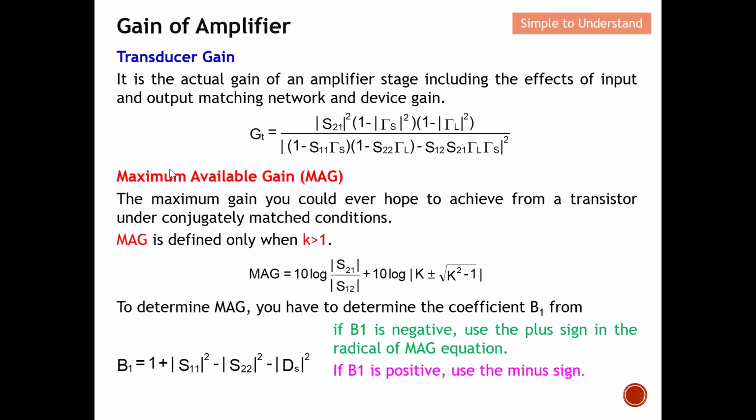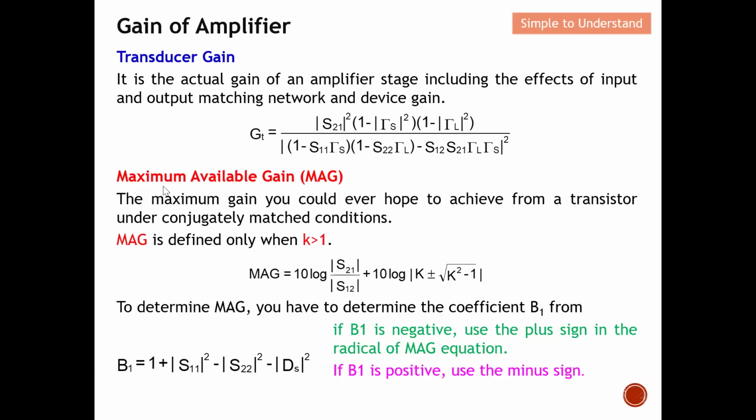Okay, so let's quickly understand the three different forms of gain first. First one will be the transducer gain. This is the actual gain of an amplifier stage, which includes the effect of the input and also the output matching network, and is governed by this equation here. So in short, this is the actual gain for the amplifier, which means that we take the effect of the input and output matching network.